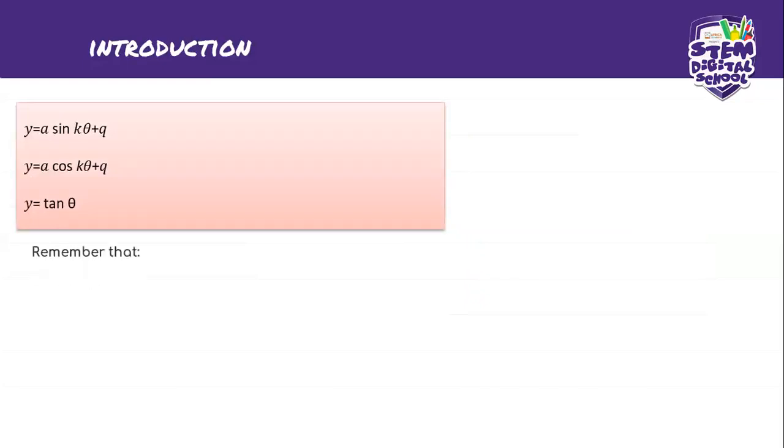We have the standard equation for the different types of graphs. As you can see on the screen, we have y equals a sine k theta plus q. One should remember, or we are going to remind ourselves about these parameters. How does a affect the graph of sine? How does k affect the graph of sine, as well as q? Then we are going to remind ourselves of the effect of those parameters.